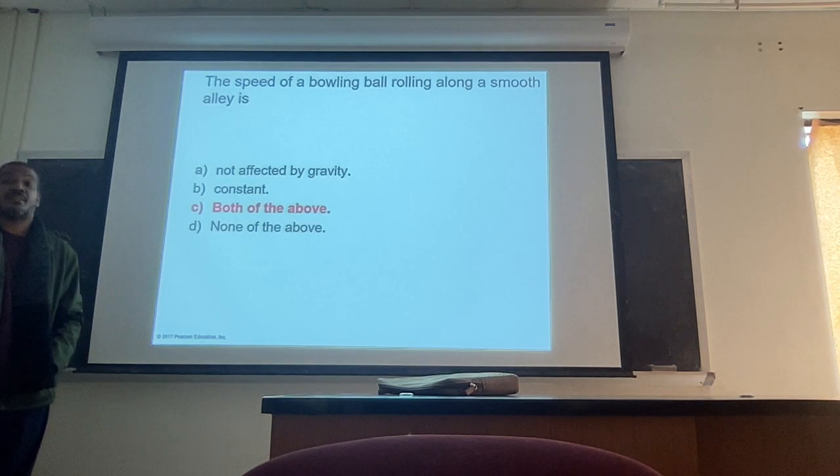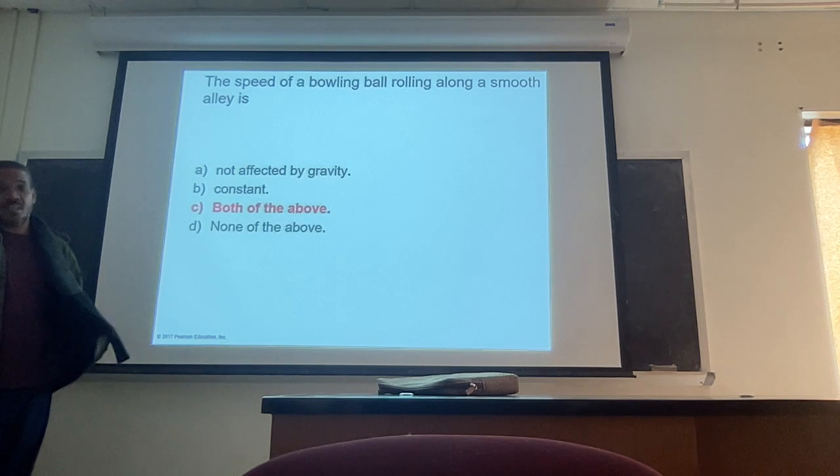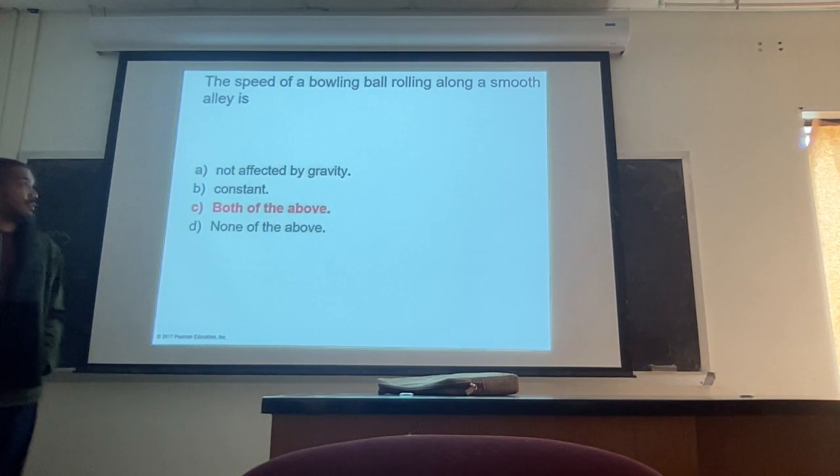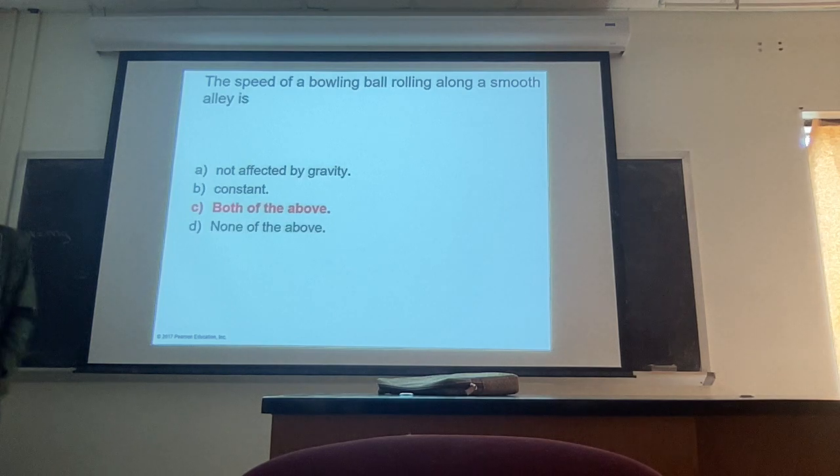So why is that not the same for the ball rolling along a smooth alley? But if it's constant, how come sometimes when we roll it too slow, it stops? Because there's friction. That's why I said smooth. An actual bowling alley, it's not gonna stop. It's gonna keep going. If you roll it slow enough, it'll stop.